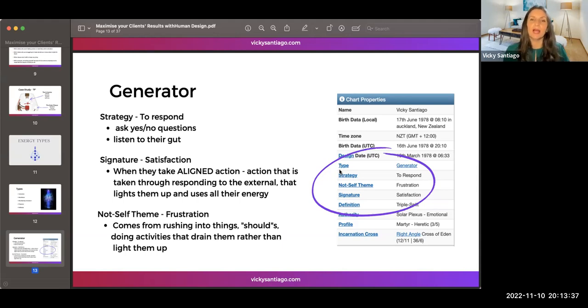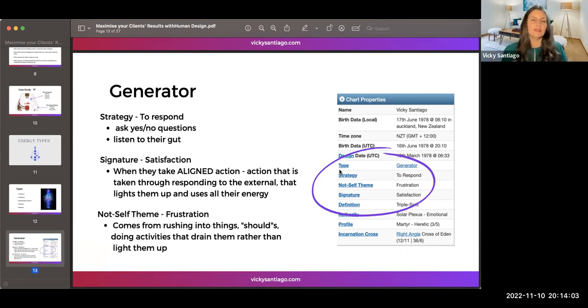Now, when it's talking about responding, what that means is literally a generator is designed, again, not to make decisions from up here, but to see something out there in the world and to actually say, hey, do I want this? Yes or no? What's my gut telling me? So it's not about making something up in your mind. It's about responding to what's around you in the environment.